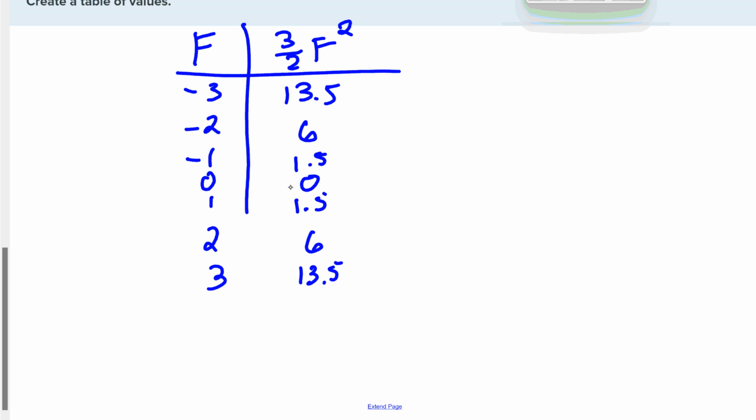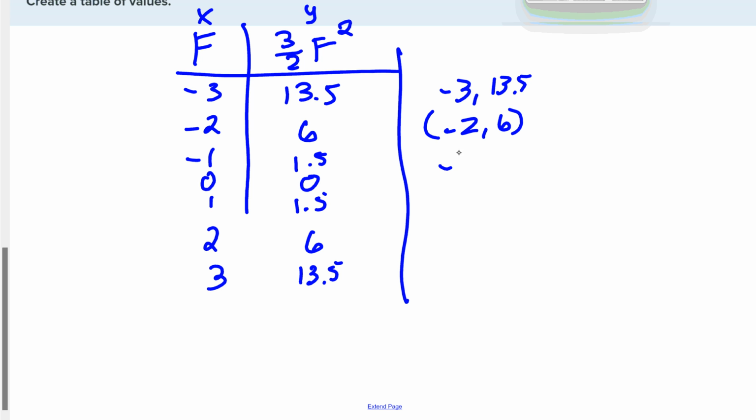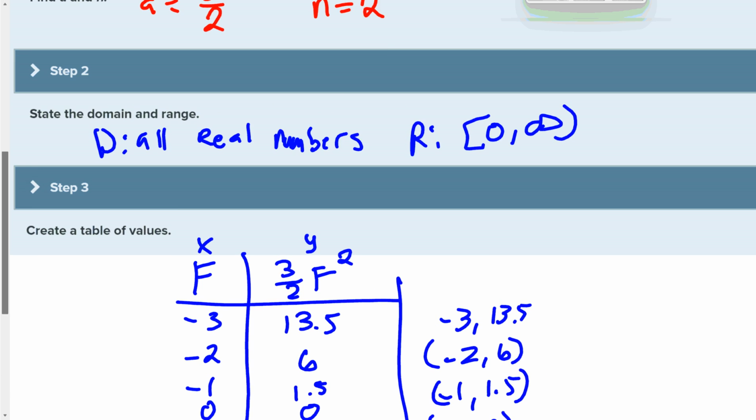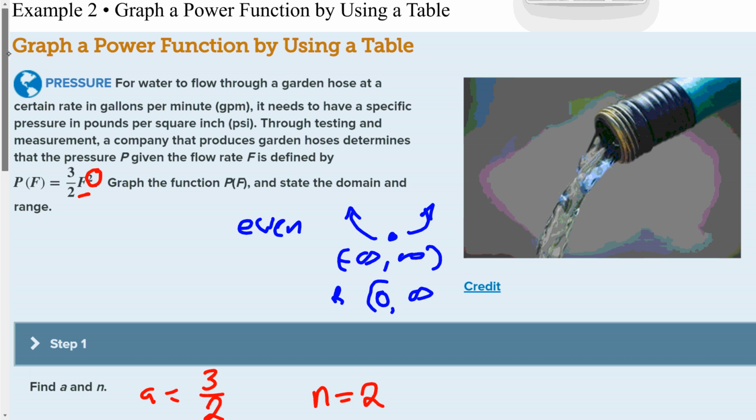Okay, so then we could list these as points, right? This is basically my x, and this is my y. So I can list them as points. So -3, 13.5. -2, 6. -1, 1.5. And then 0, 0. And then 1, 1.5. 2, 6, right? They're balanced because it's squared, so it's a parabola. 3, 13.5. Okay, now that I have that, there's my chart. So there I'm doing what I was asked to do, which was to graph using a table.